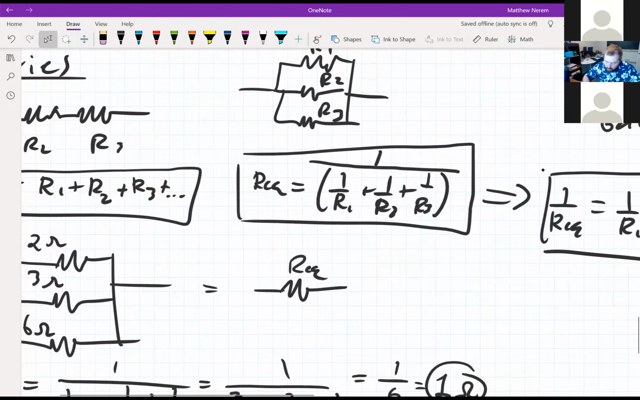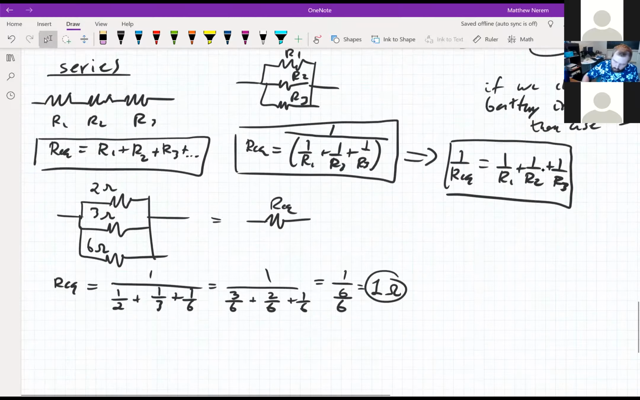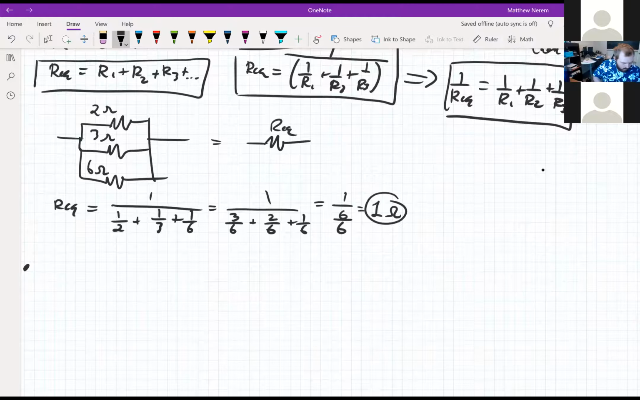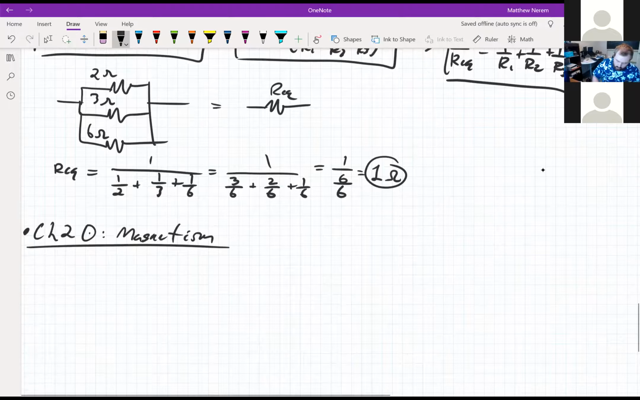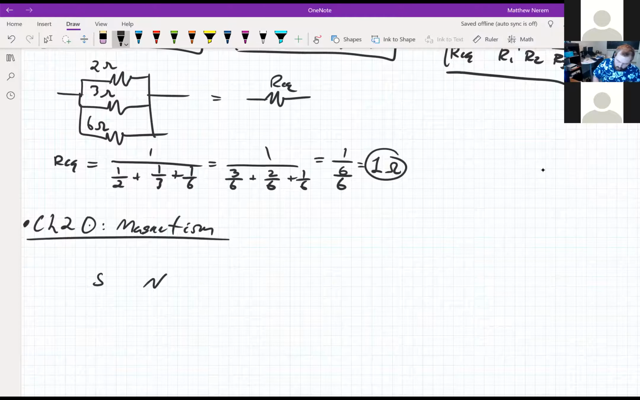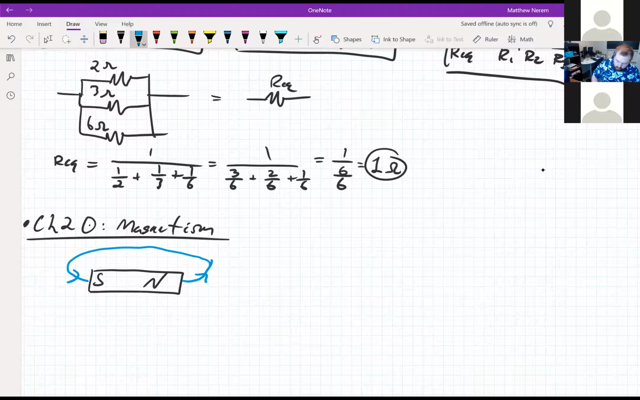So keep going down. All right. Chapter 20, magnetism. All right, so simplest example, bar magnet. The magnetic fields exit the North Pole and come around back to the south. That's really crucial for us.